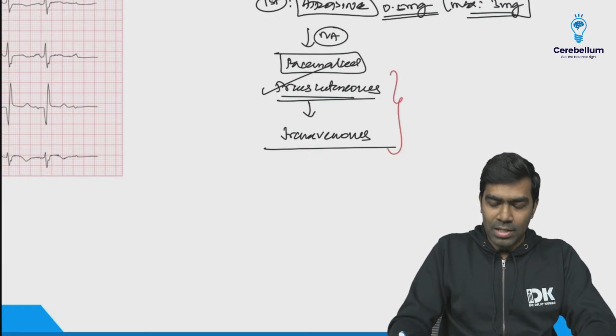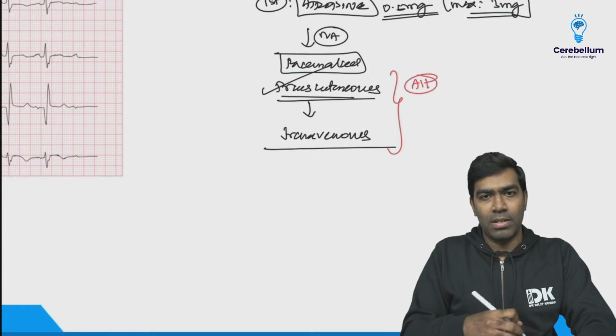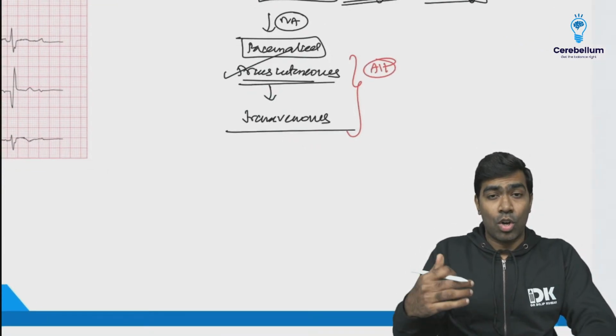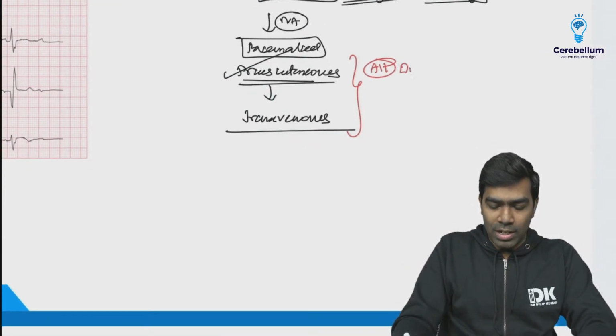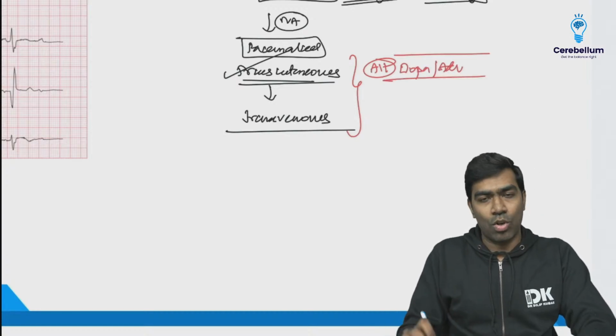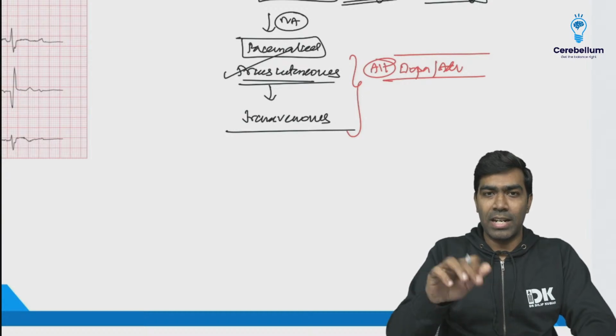In case pacemakers are not available at that point of time, the alternative to pacing will be your chronotropic drugs, like you can use either dopamine or adrenaline. These are chronotropic drugs. This is an alternative to pacing.